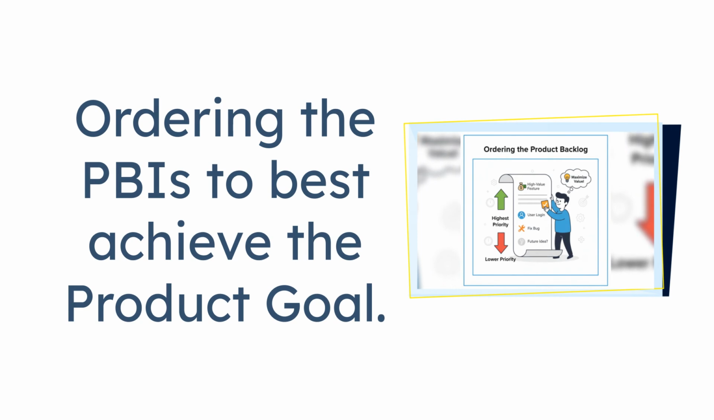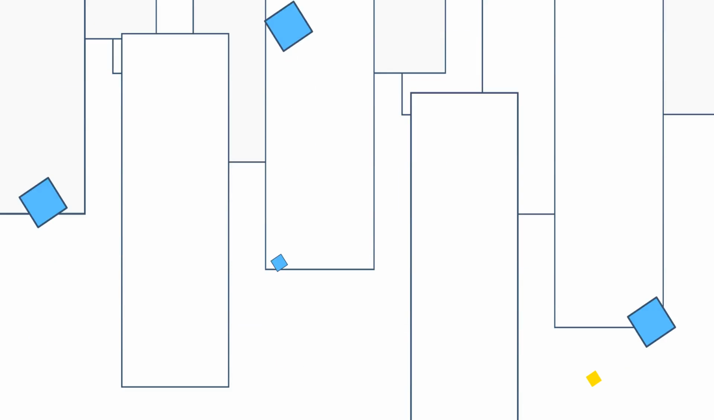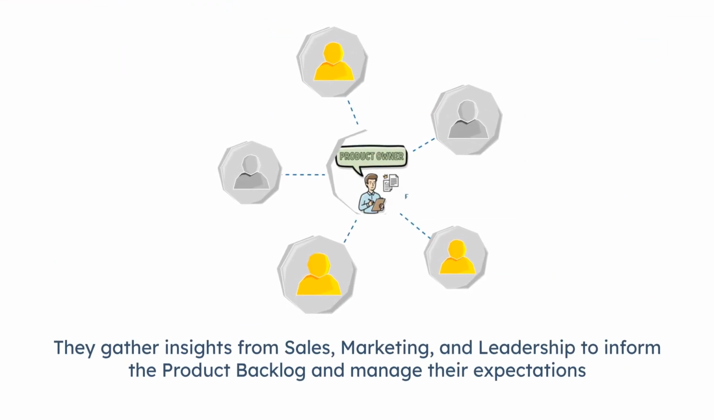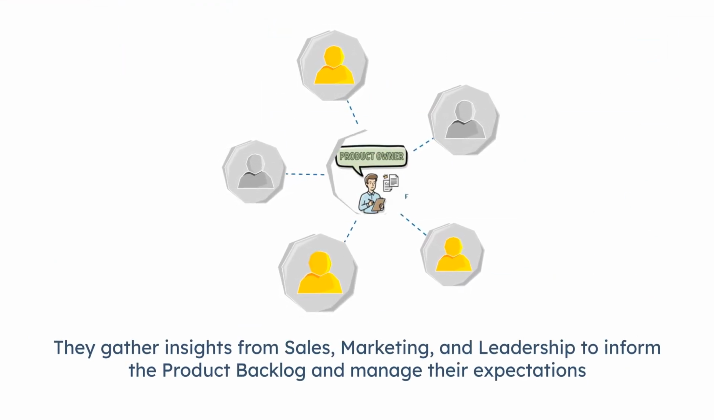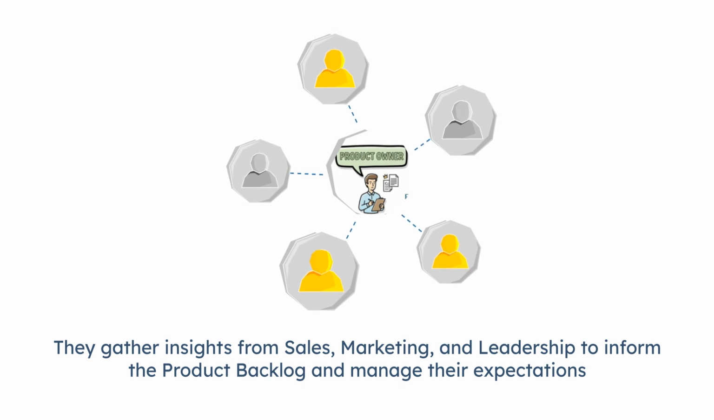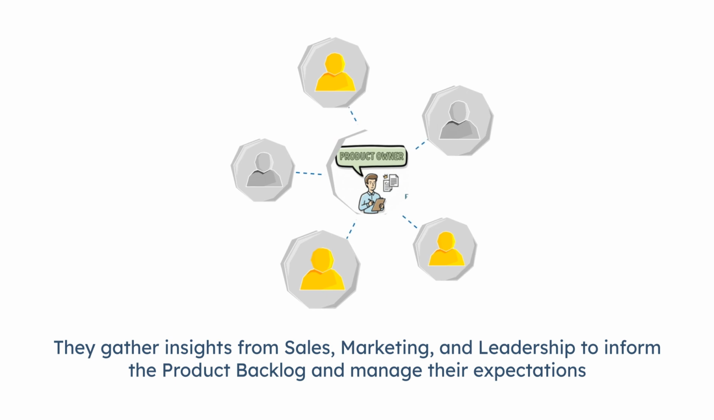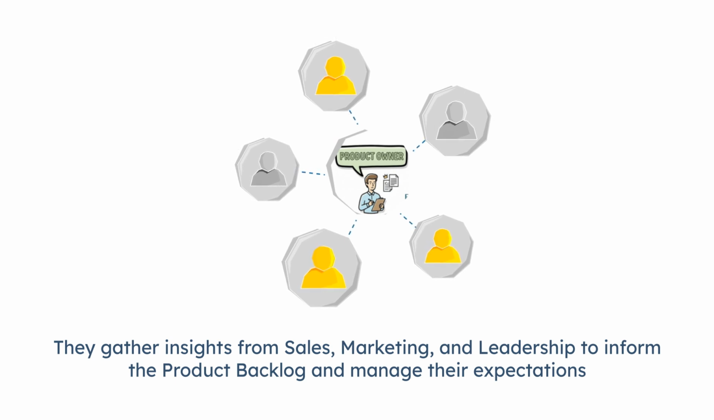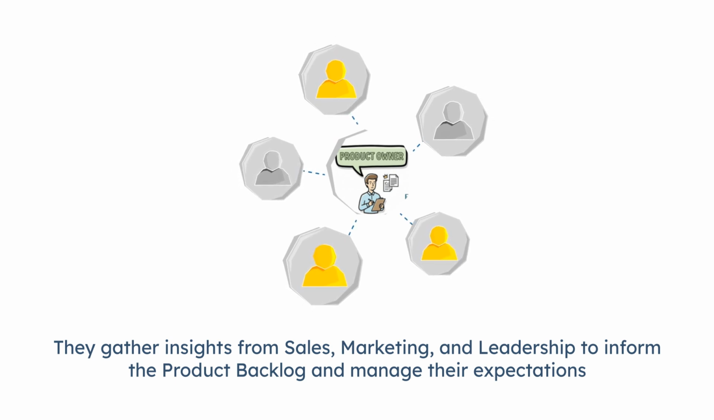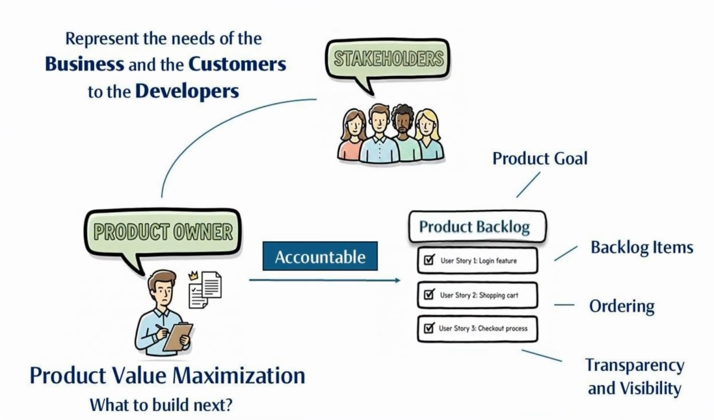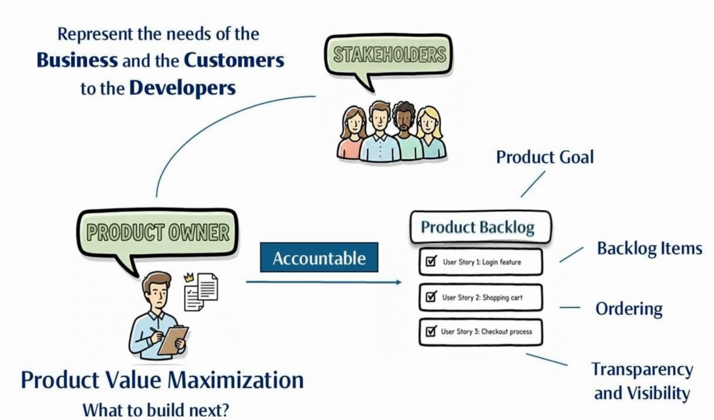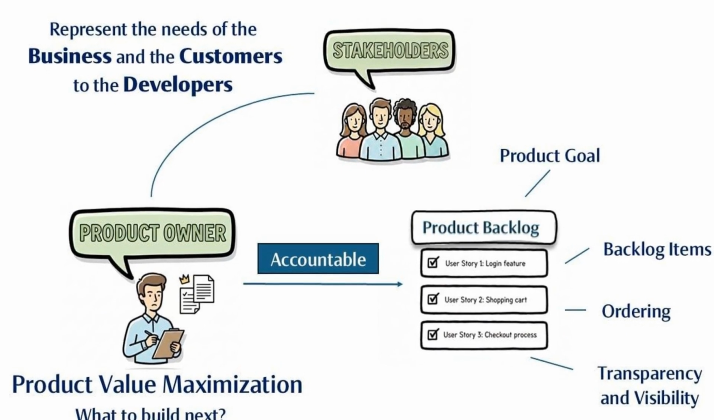They must balance business value, what the customer wants, with risk, technical difficulty, to ensure the highest value items are always at the top. The product owner is accountable for the outcome but must collaborate heavily. They gather insights from sales, marketing, and leadership to inform the product backlog and manage their expectations. Crucially, stakeholders do not tell the developers what to do, and they do not directly order the backlog. They trust the product owner to execute the strategy.